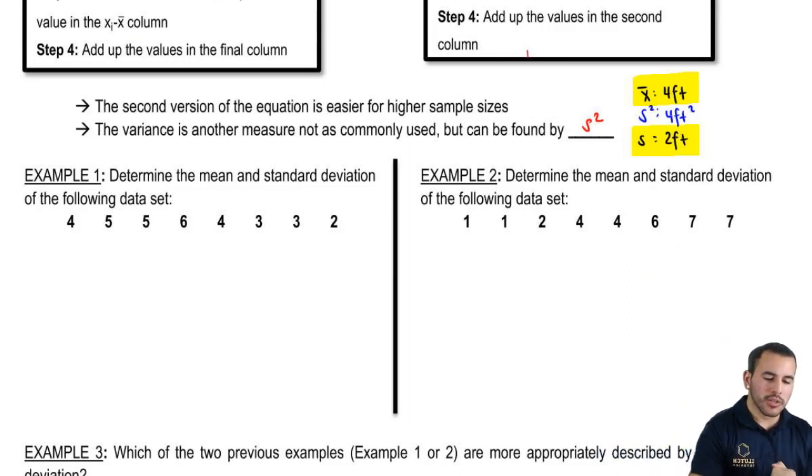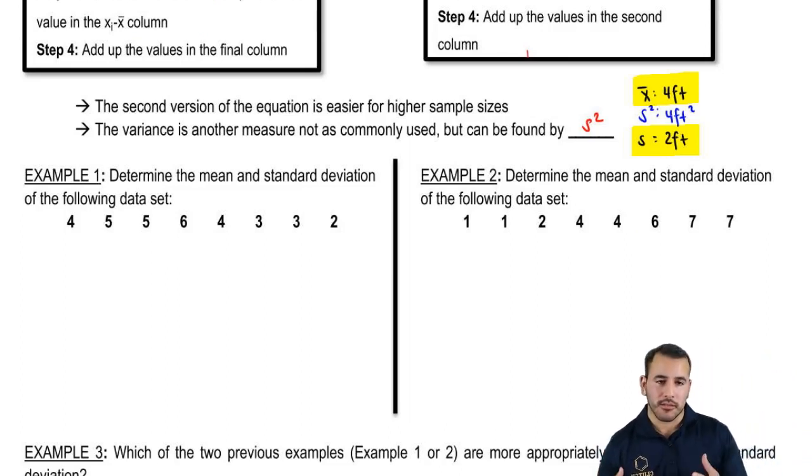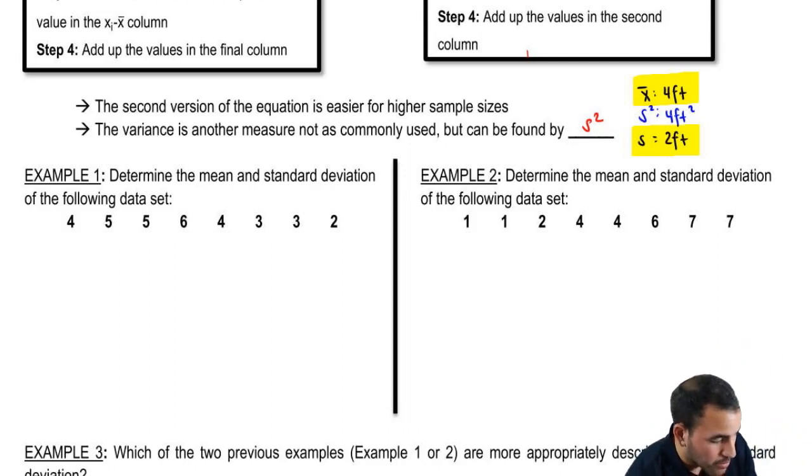Cool. So let's determine the mean and standard deviation of the following data set. In order to get the mean, we have to add up everything, right? So we saw that last time. We add up everything and do what? We divide it by our sample size, right? So once we divide by our sample size, we have the mean. So let's go ahead and start off with our column, xi.